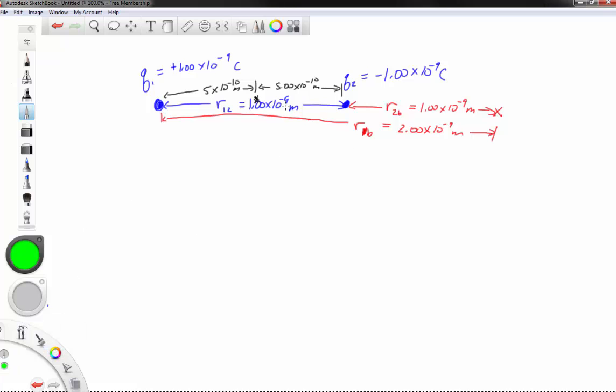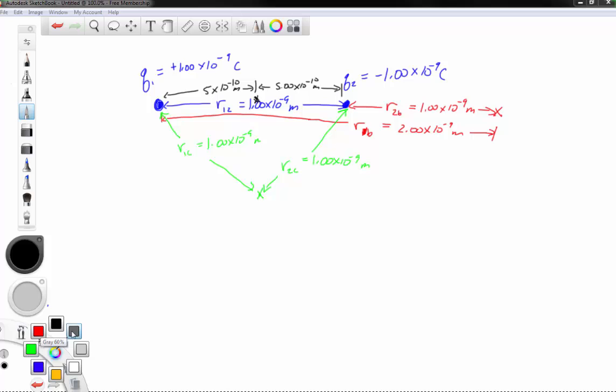Okay, and then our last position is supposed to be 1 nanometer away from each. So that would basically be located, for example, right here. So R1C is 1 times 10 to the minus 9 meters, and R2C is 1 times 10 to the minus 9 meters. So we're finding the potential at each of these points in turn.